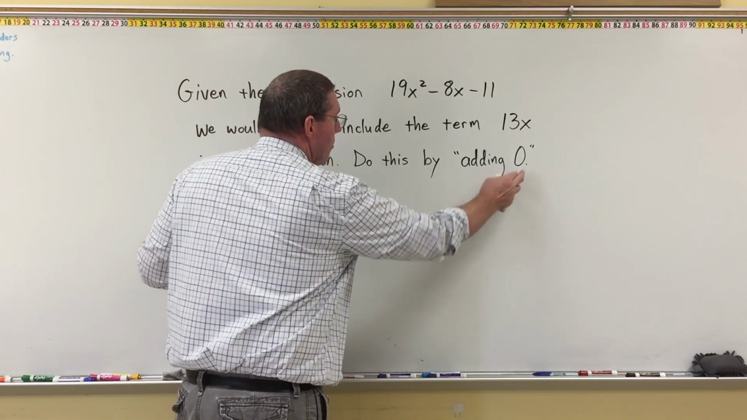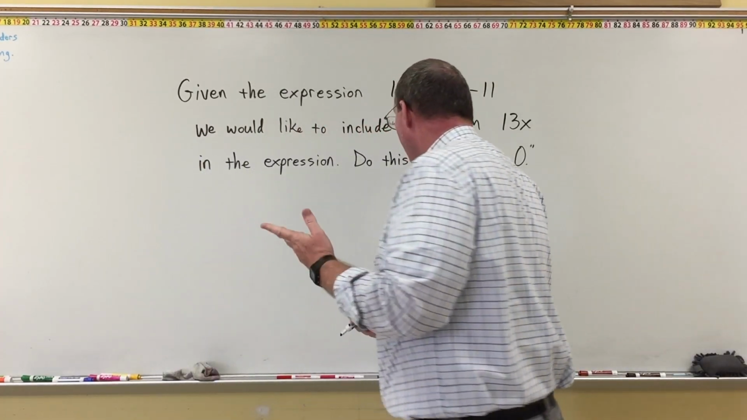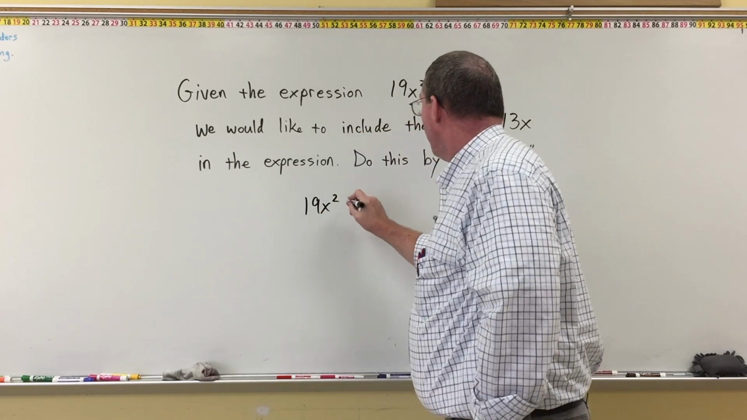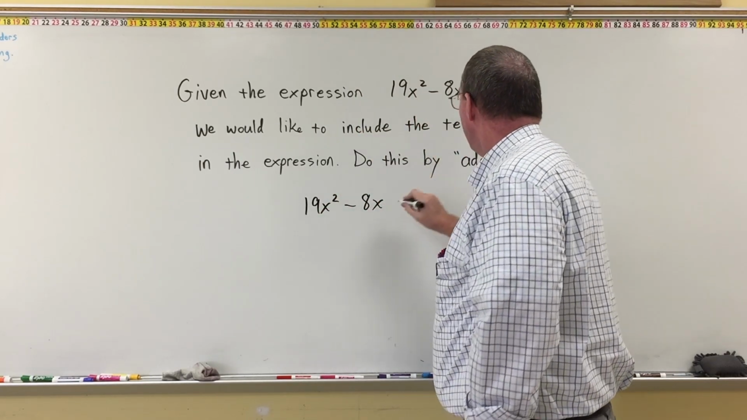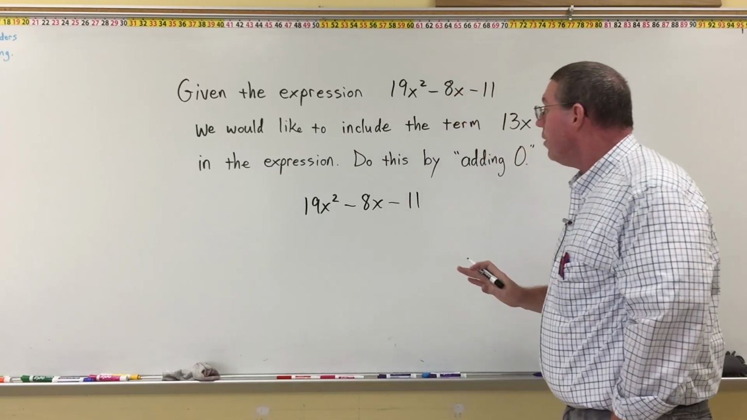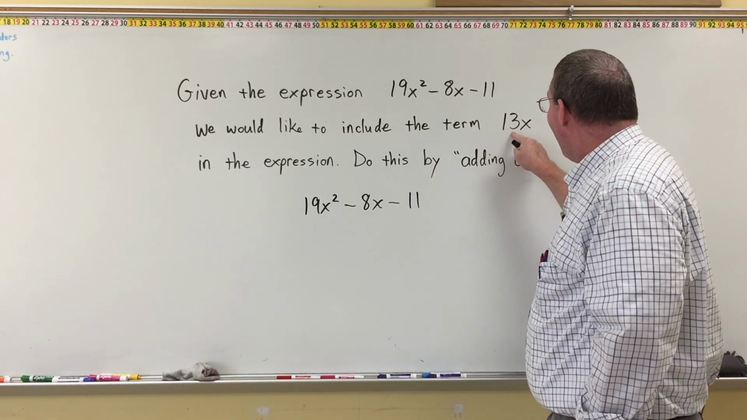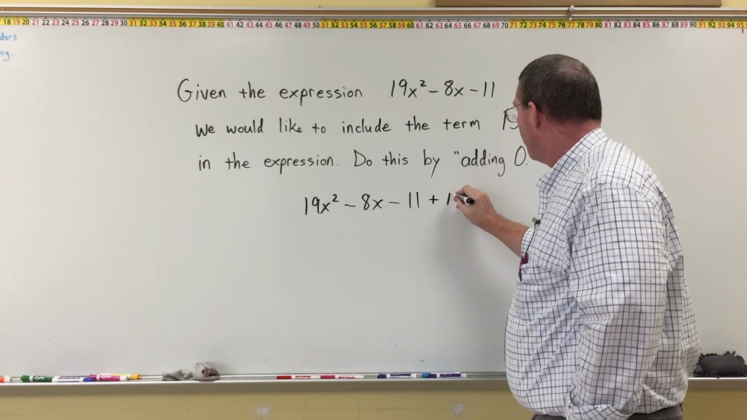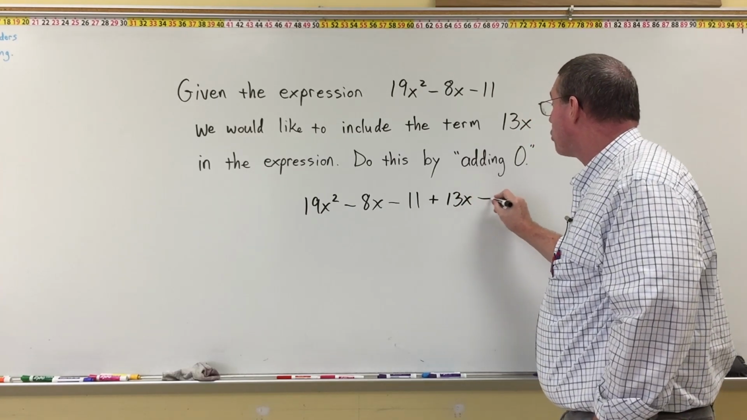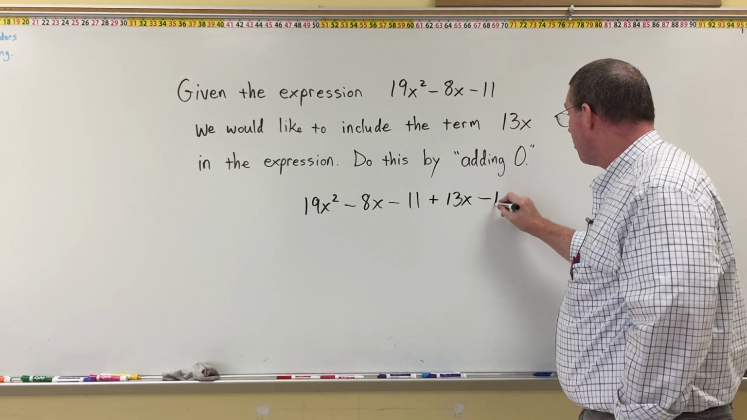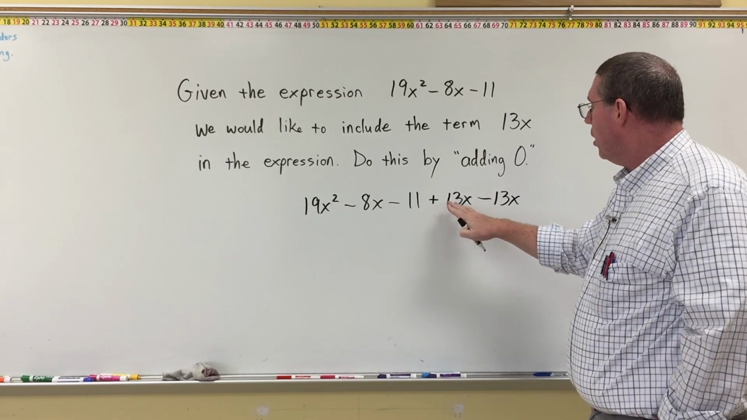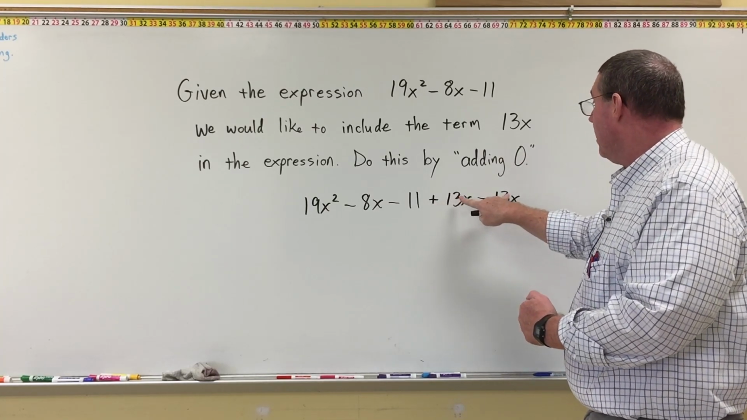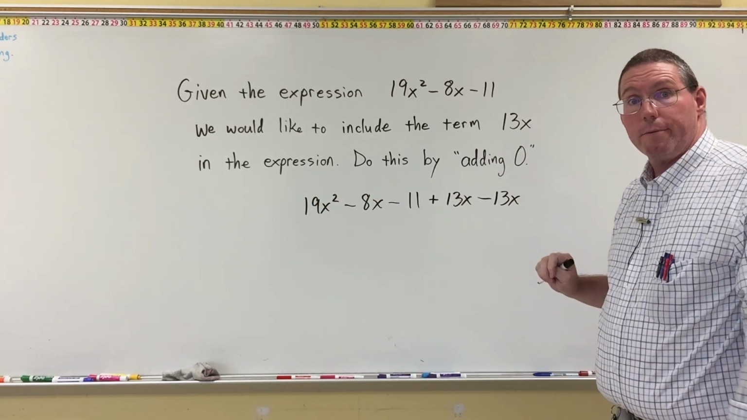Do this by adding 0. And here's how you do it. Step 1, you just write your original expression, 19x squared minus 8x minus 11. And then you add on the thing that you want in. So we're going to put plus 13x, and then you subtract away the exact same thing. So we're going to subtract away 13x because 13x minus 13x equals 0. And so we're adding 0 onto the expression, okay?